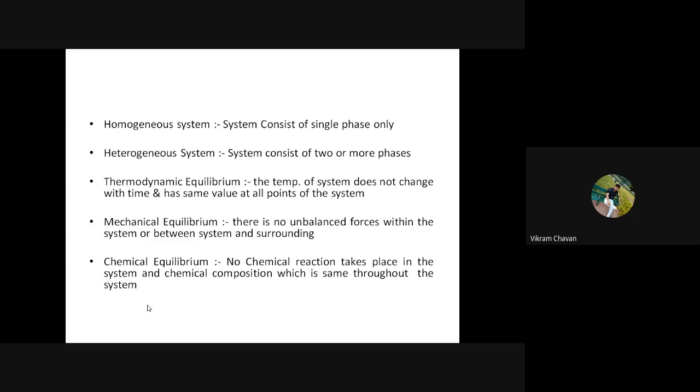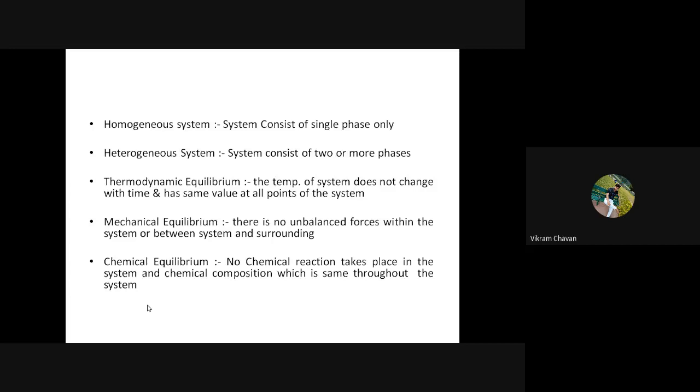Okay, simple one. Then the next one is thermodynamic equilibrium, an important type of equilibrium. There are three types of equilibrium: thermodynamic equilibrium, mechanical equilibrium, and chemical equilibrium. The first is thermodynamic equilibrium. The temperature of the system does not change with respect to time and has the same value at all the points of the system. What does it mean?